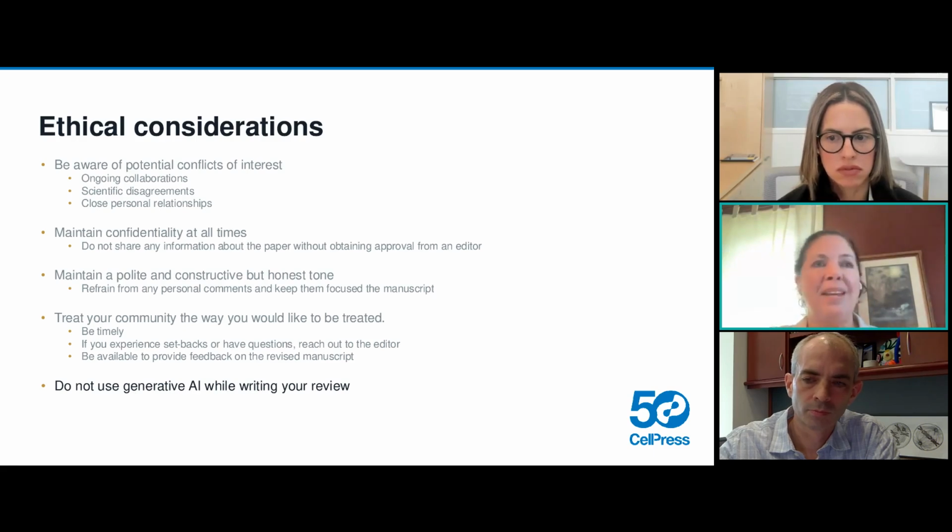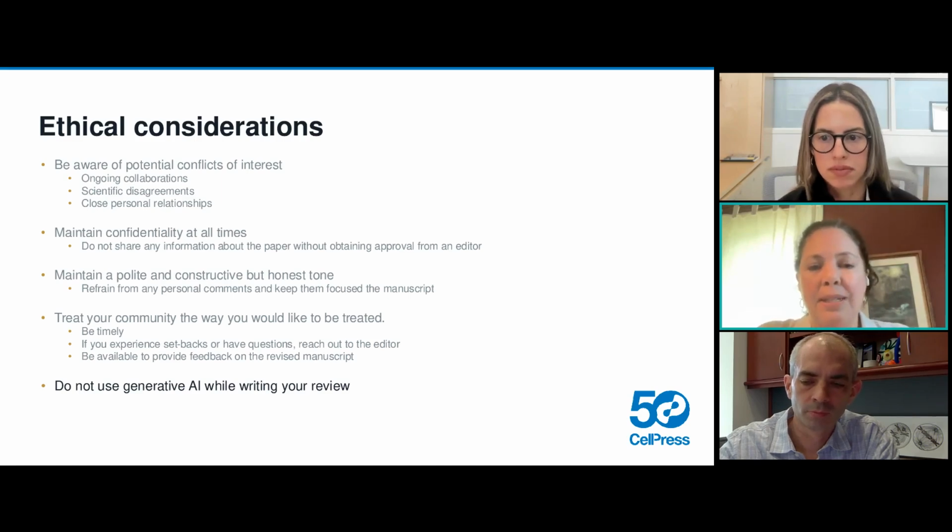And also, generative AI is not, there's no entity who can stand behind it and be responsible for it. There can be errors in it that could be propagated. So we don't allow generative AI to be used in the review process.